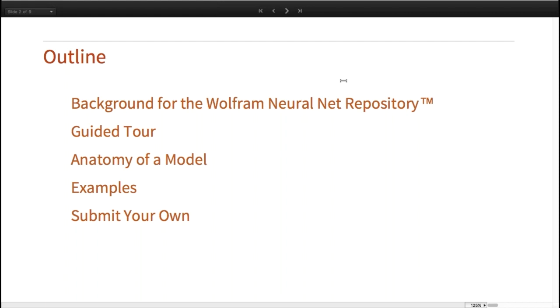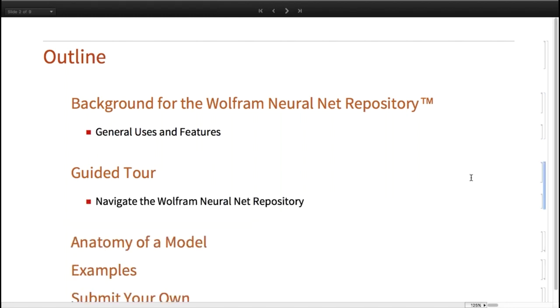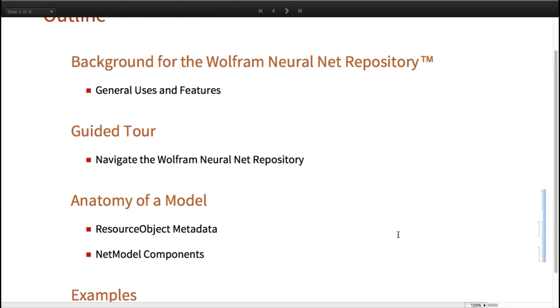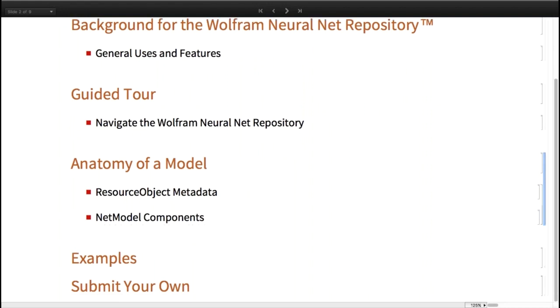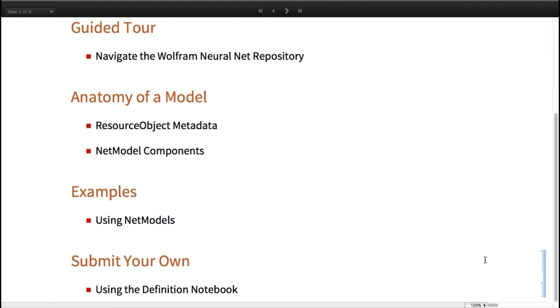I'll start by going over a little bit of the background for the Neural Net Repository. You will learn about general uses and features. Then you will get a guided tour where you'll find out how to navigate the Wolfram Neural Net Repository. After that, you'll learn about the anatomy of a net model: the metadata associated with the resource object, as well as the components of the net model. And then I'll go over some examples so you can learn how to actually use these net models. And then, very briefly, I'll go over submitting your own, so you can learn how to use the definition notebook.